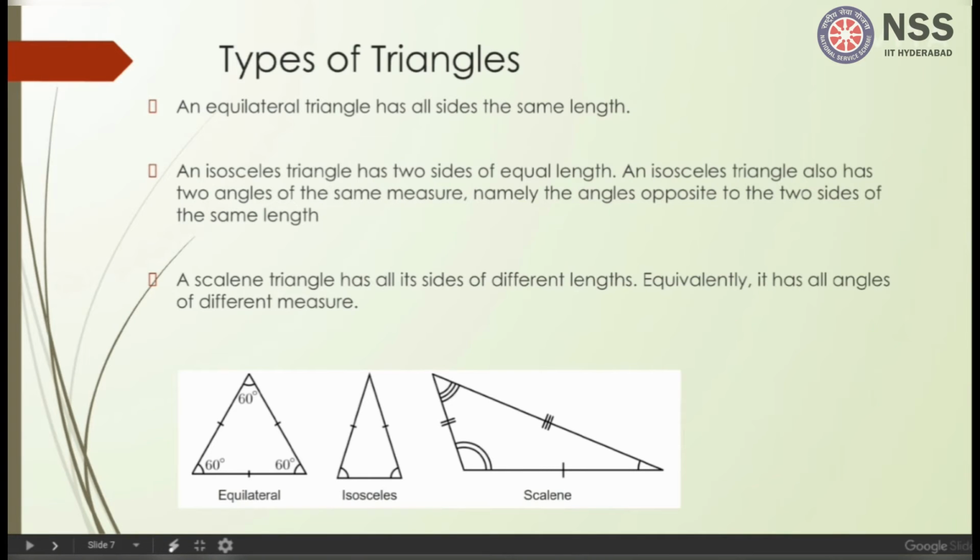Types of triangles based on the size of the sides. We have different types of triangles. An equilateral triangle has all sides the same length. An isosceles triangle has two sides of equal length. An isosceles triangle also has two angles of the same measure, namely the angles opposite to the two sides of the same length. A scalene triangle has all of its sides of different length. Equivalently, it has all angles of different measure.